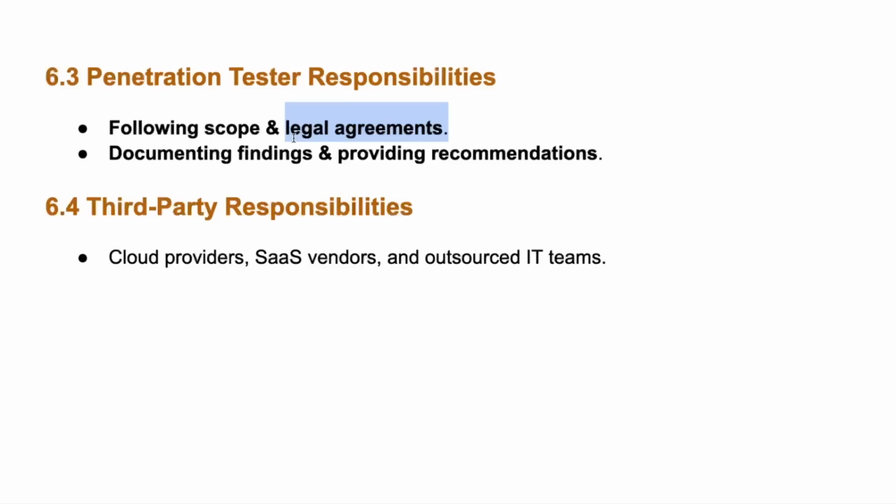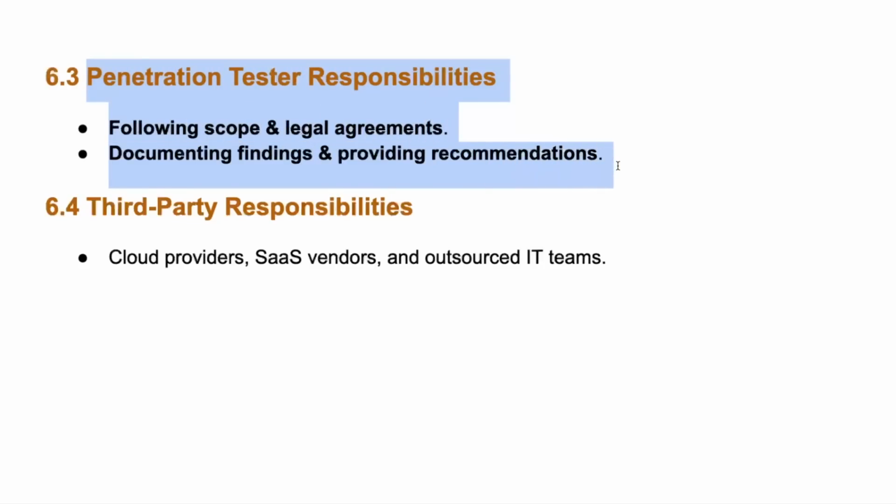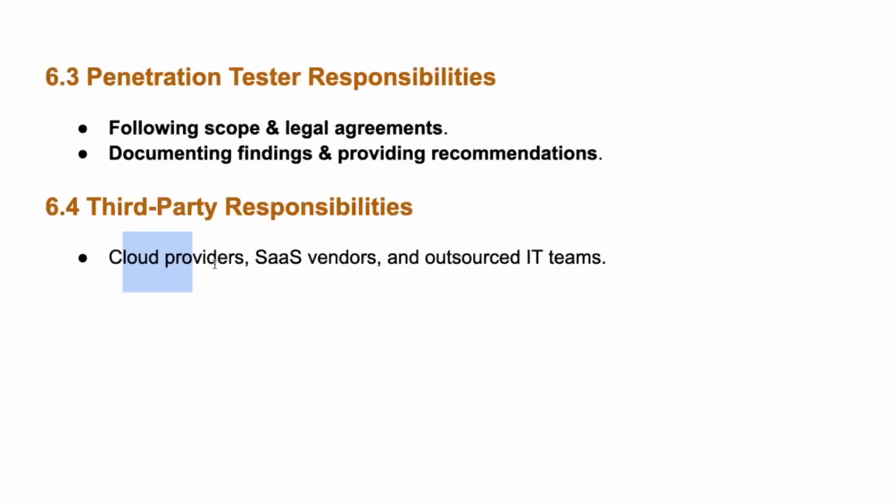There's a lot of things that are at risk here, right? There are a lot of things that could potentially go wrong if the pen tester decides to step out of the bounds of their agreements. And then finally, there's the third-party responsibility. So this kind of falls back onto the conversation of the cloud provider, the software as a service vendor, which could technically be, like, Microsoft Office 365. That's software as a service.